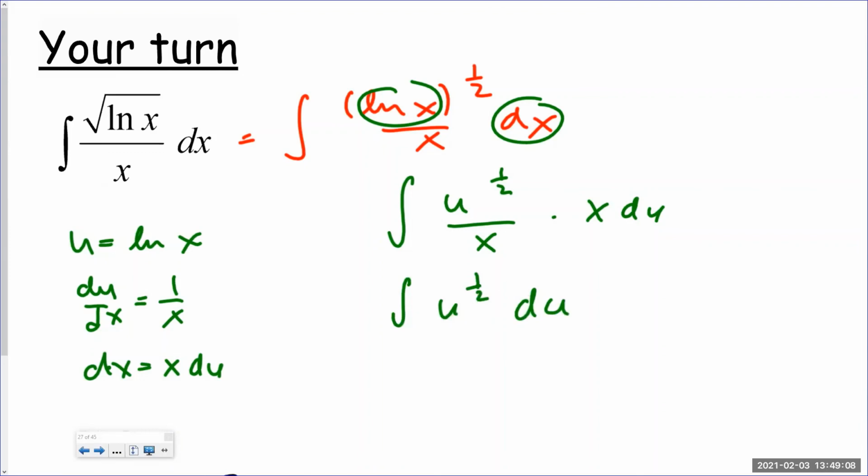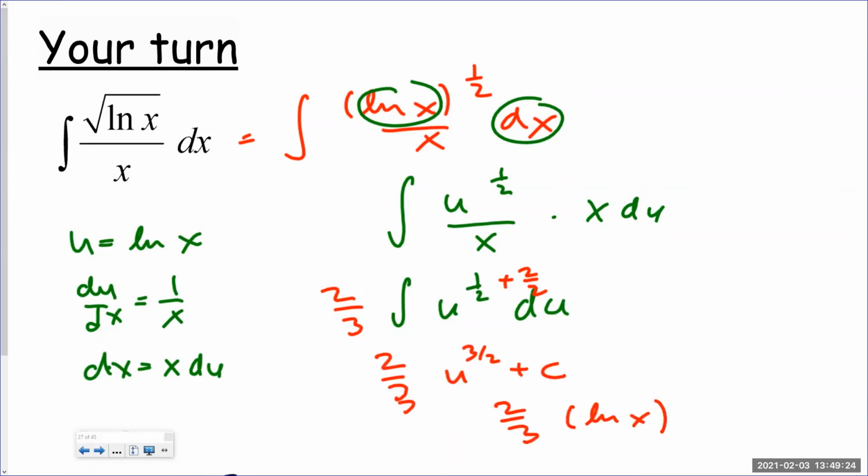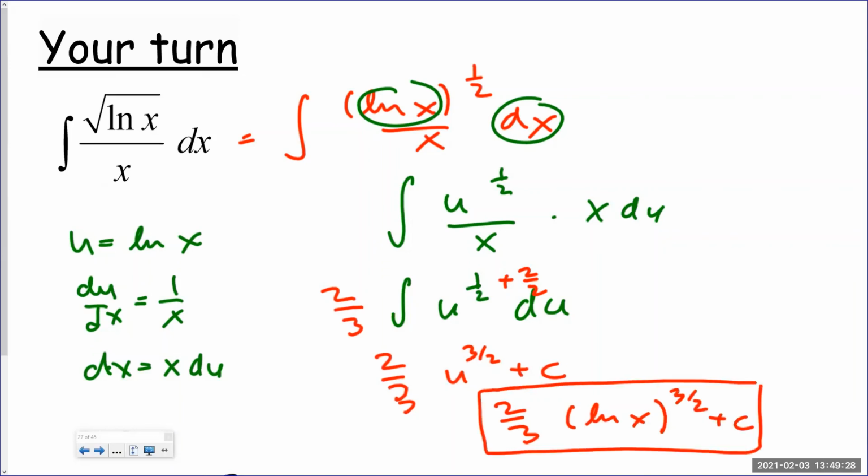Guys, is this an easy antiderivative? Add 1, divide by 3/2, but dividing by 3/2 is really multiplying by 2/3, so this is 2/3 u to the 3/2 plus C, and that's the great answer. Just go back in though, put in your u, and that is the right answer.